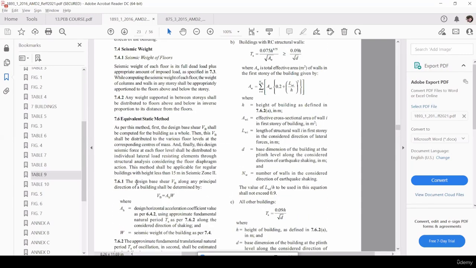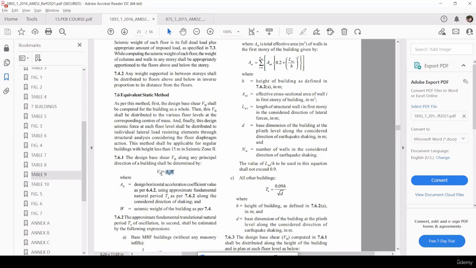Here, the design base shear along any principal direction of a building shall be determined by VB is equal to AH into W. So there are two components you have to learn before calculating the base shear. What are those components? AH is the design horizontal acceleration coefficient and W is the seismic weight of the building. Seismic weight of the building is nothing but a force. A part of the force can be called the base shear here.